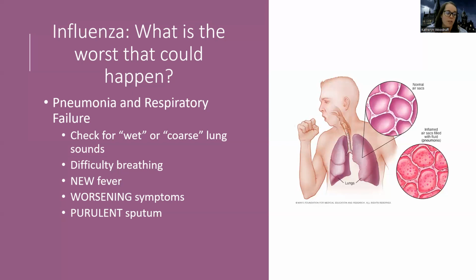Worsening of any of their symptoms. Purulent sputum, because again, this is an upper airway thing, not a lower airway thing. So if I'm starting to cough up sputum that's yellow, green, thick stuff, I'm going to be worried that they're starting to have a lower respiratory problem going on.